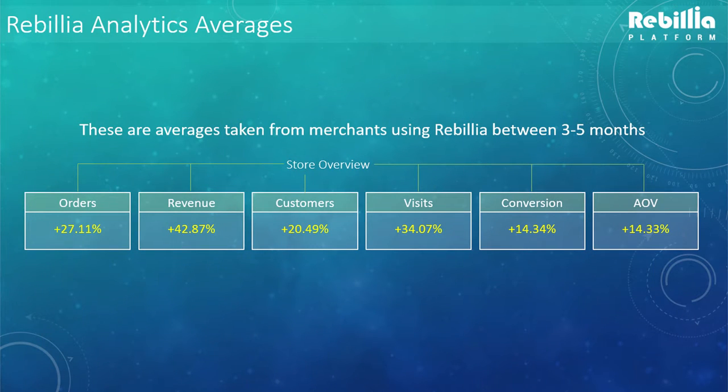The bottom point here is the ROI. Across the board, users between 3 to 5 months, Rebillia shows increases of 27% in orders, 43% in revenue, 14% in conversion, and 14% in average order.